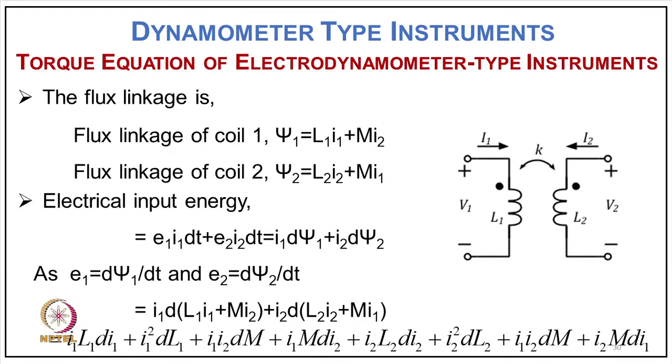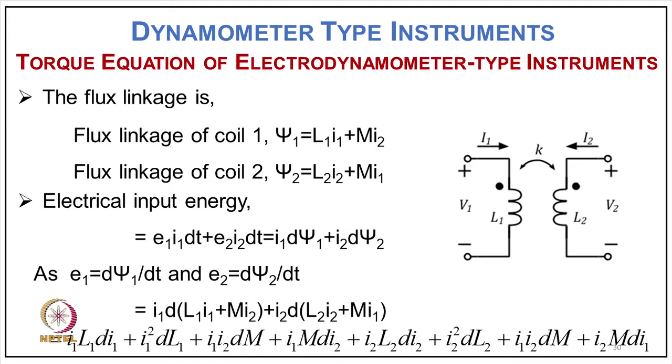So, the flux linkage of coil 1 will be φ1 = L1 I1 + M I2, and the flux linkage of coil 2 will be φ2 = L2 I2 + M I1. The electrical input energy will be E1 I1 dt + E2 I2 dt = I1 dφ1 + I2 dφ2, as E1 = dφ1/dt and E2 = dφ2/dt.